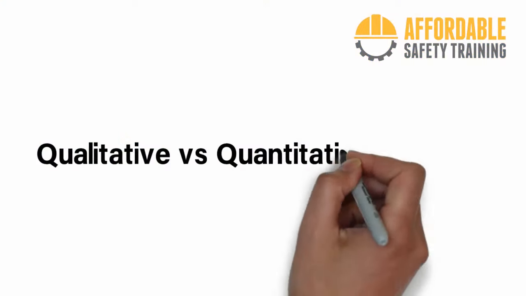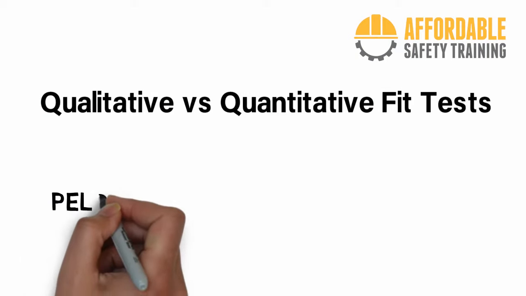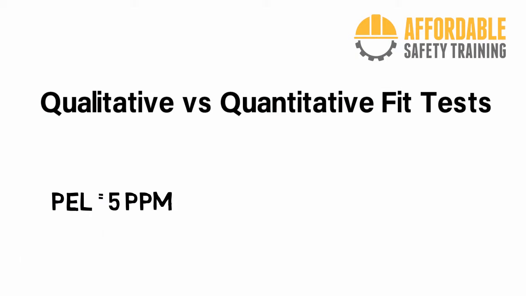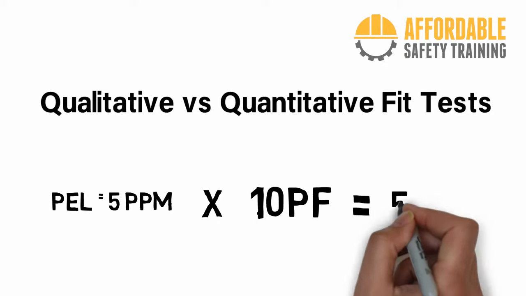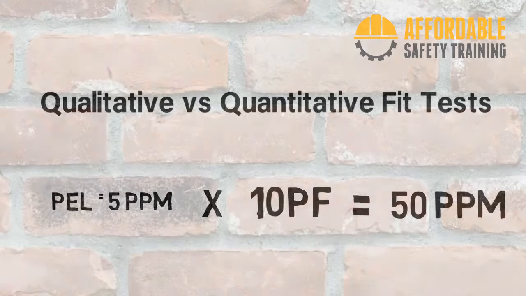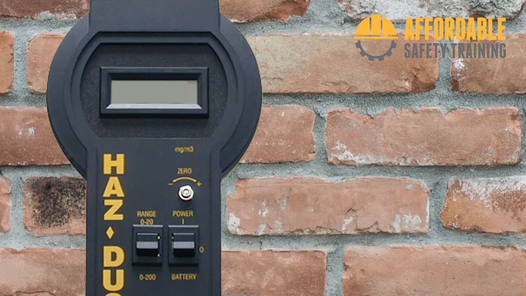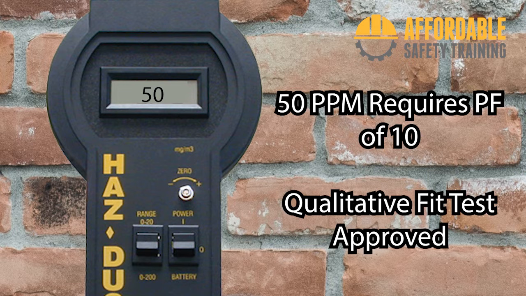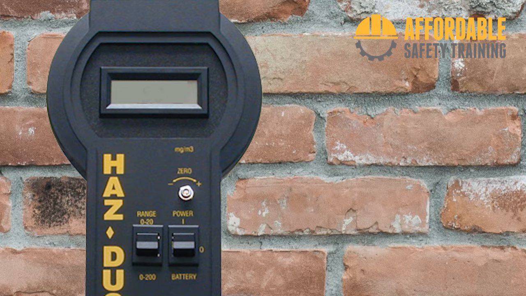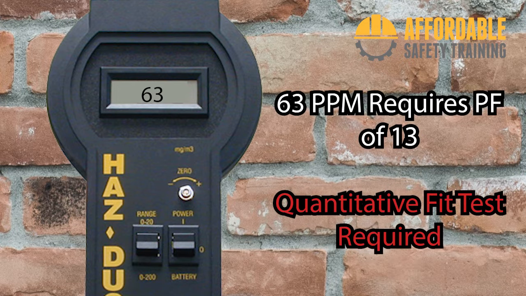Let's take a look at an example. If you have a permissible exposure limit of 5 parts per million, multiply that by the protection factor of 10, to get 50 parts per million. If you are using a negative pressure respirator and the contamination level is 50 parts per million or less, you can use a qualitative fit test. If it is greater than 50 parts per million, you must use a quantitative fit test.